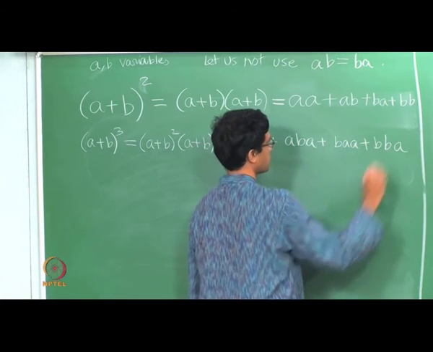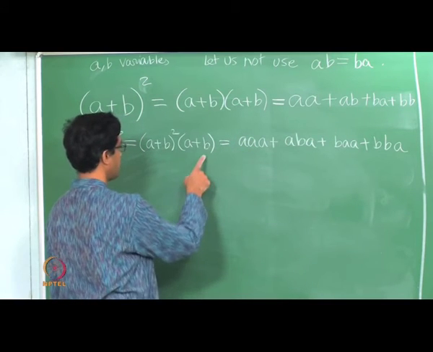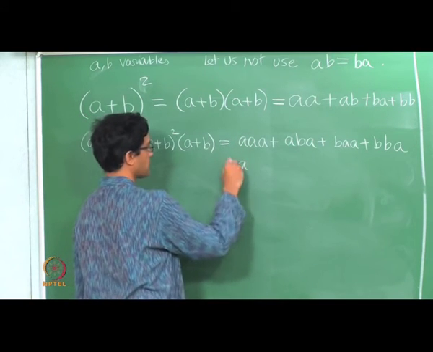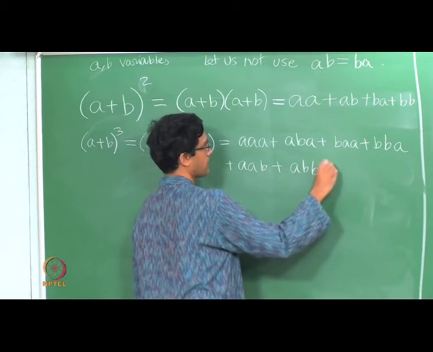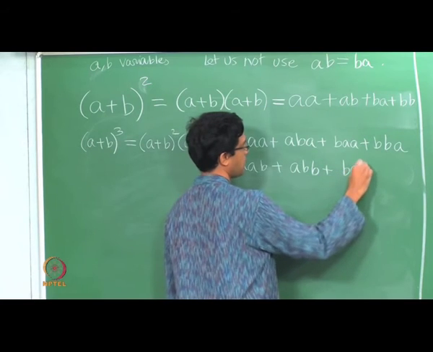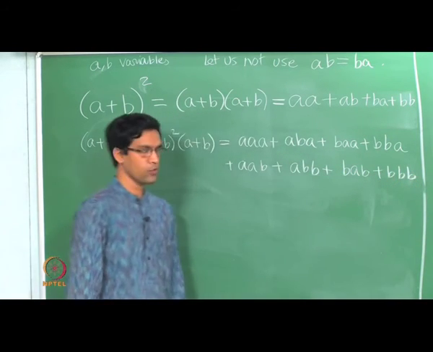BBA. These are the 4 terms which I get if I attach an a to the right of these 4 terms, and then if I attach a b I get plus AAB plus ABB, BAB plus BBB. Okay, so that's (a+b) whole cubed.